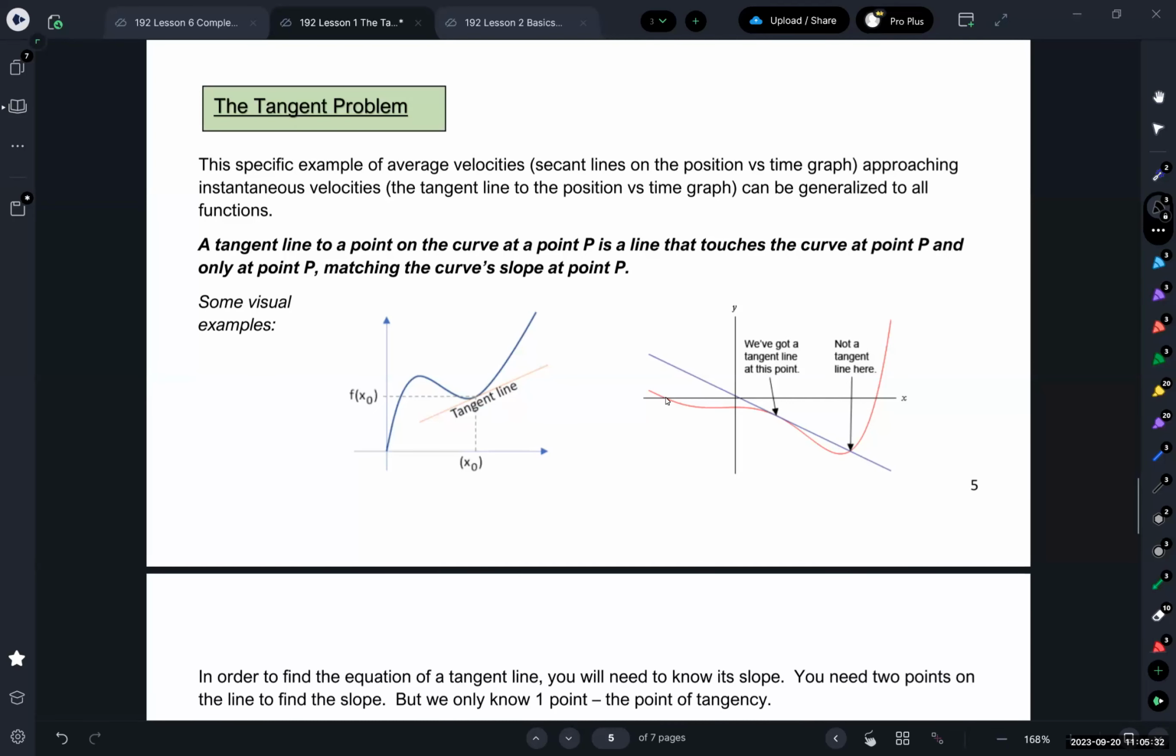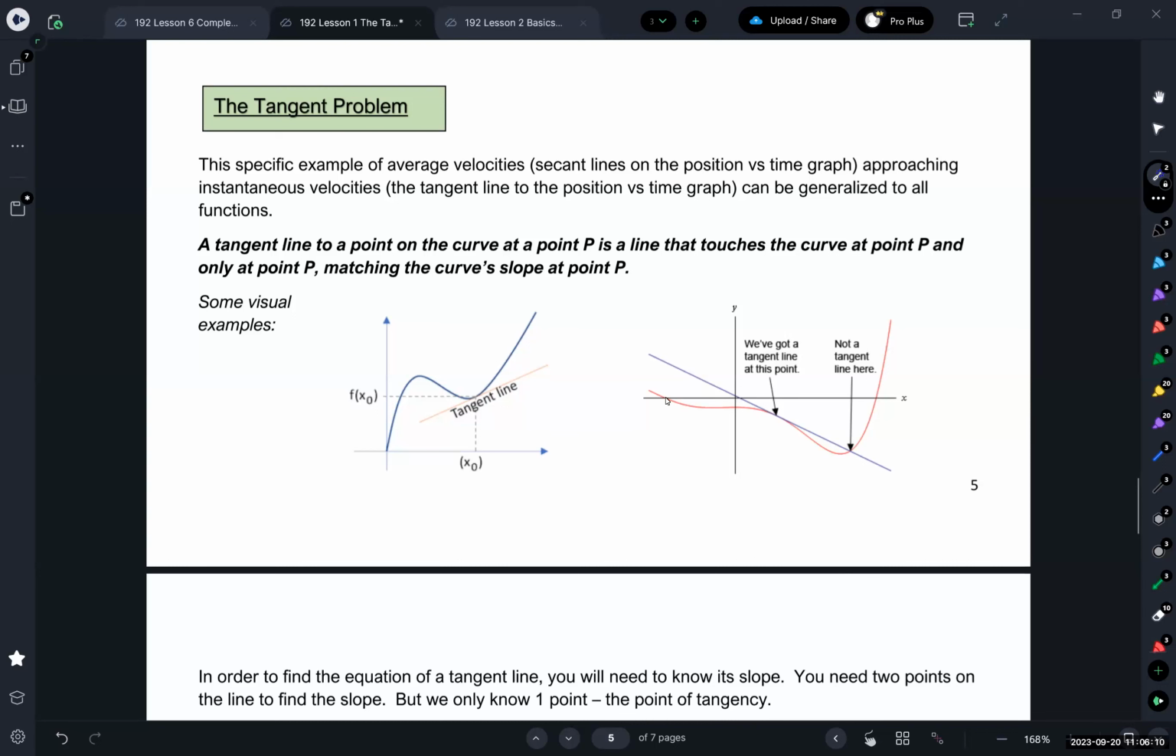Hello. We're going to talk a little bit about the tangent problem. This assumes that you've already done some work on the velocity problem, where we were using average velocities to approach instantaneous velocities. And when we graphed that, the average velocities were those secant lines on the position versus time graph. And as we made the time interval smaller, that approached the tangent line to a specific instant on the position versus time graph.